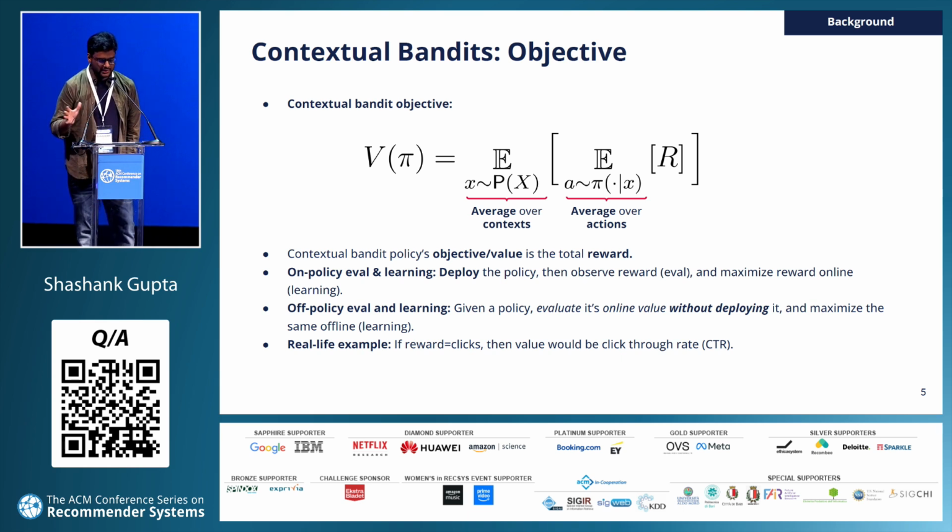Now, a real-world example of a value could be, let's say you're running an e-commerce service and your reward is clicks. Then the value which you're trying to optimize or evaluate, on-policy or off-policy, would be the click-through rate.